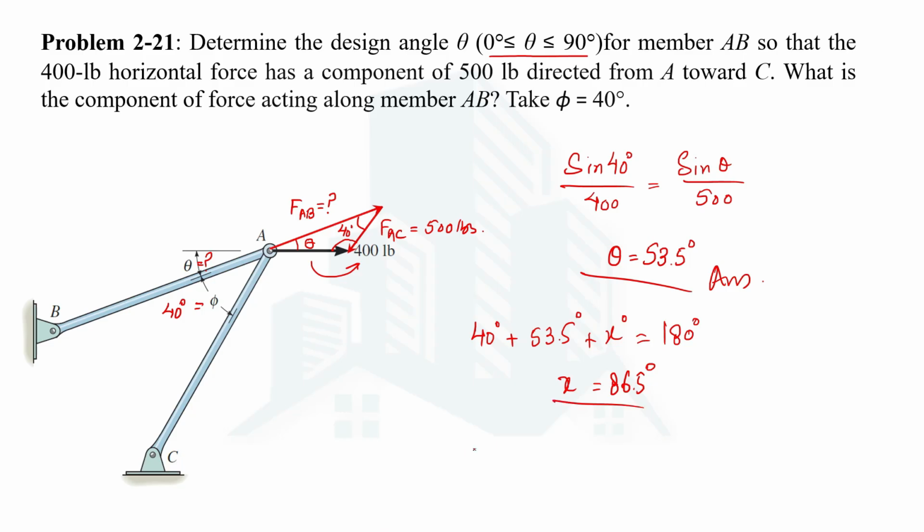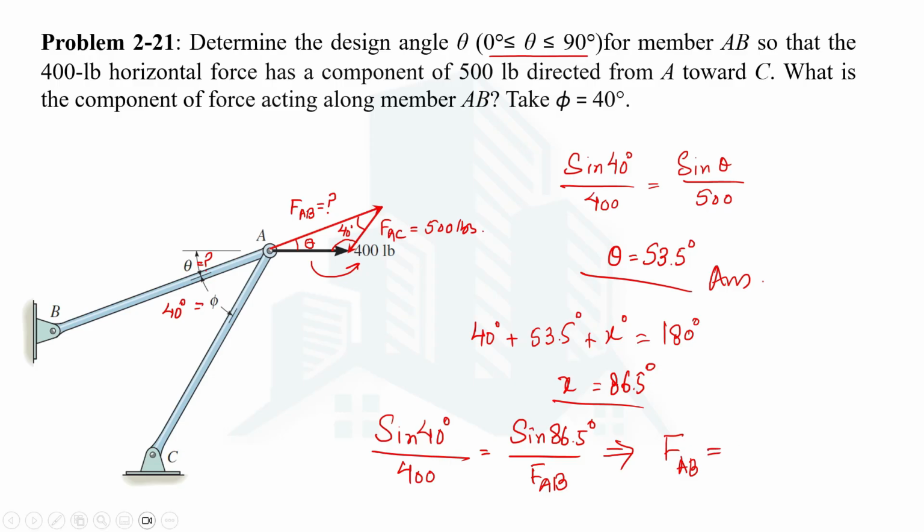86.5. So now you can use the sine law: sine of 40 degrees divided by 400 would be equal to sine of 86.5 degrees divided by the magnitude of the opposite force, which is of our interest. So from here you can determine the magnitude of FAB. And on doing calculations, you are going to get 621 pounds as the other answer.